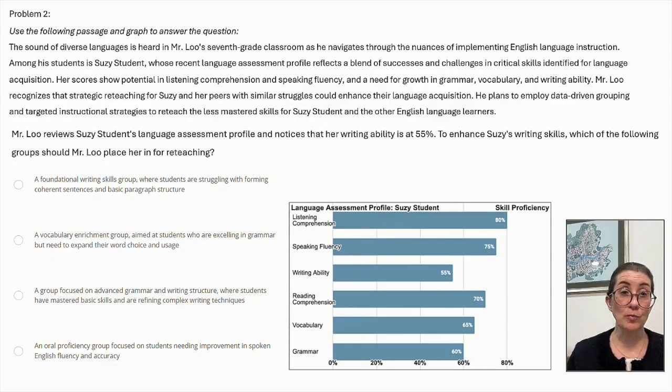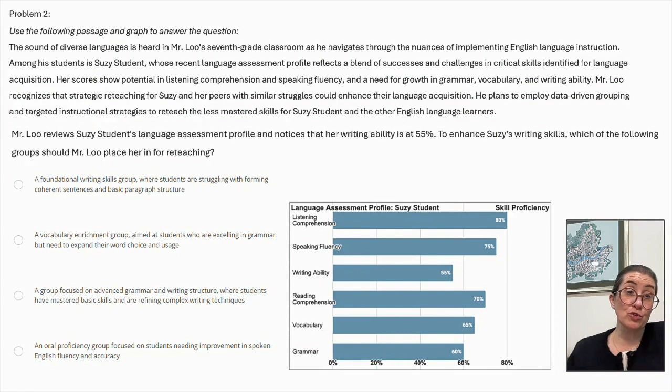Her scores show potential in listening comprehension and speaking fluency, and a need for growth in grammar, vocabulary, and writing ability. Mr. Liu recognizes that strategic reteaching for Susie and her peers with similar struggles could enhance their language acquisition. He plans to employ data-driven grouping and targeted instructional strategies to reteach the less mastered skills for Susie and the other English language learners.